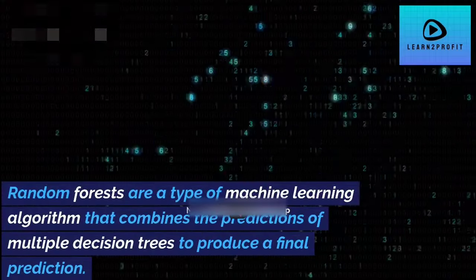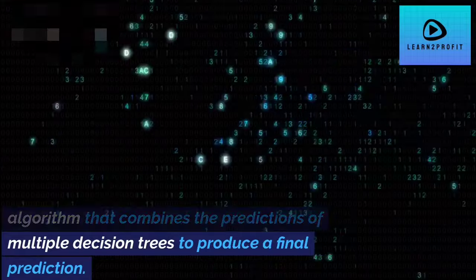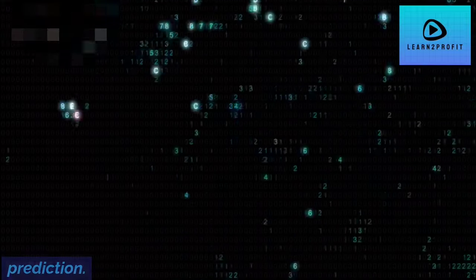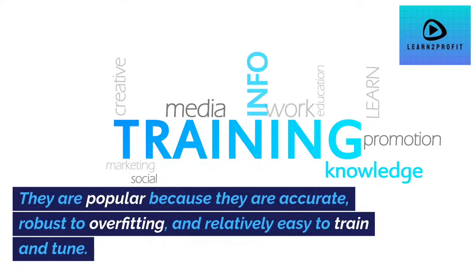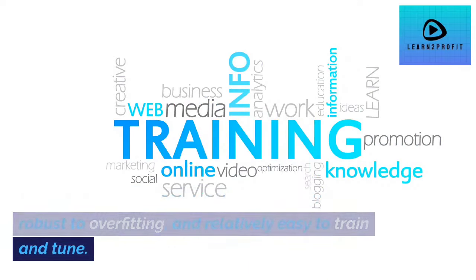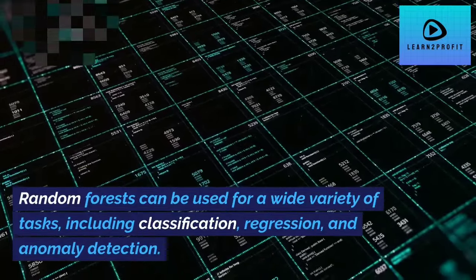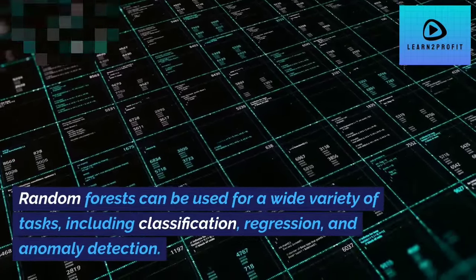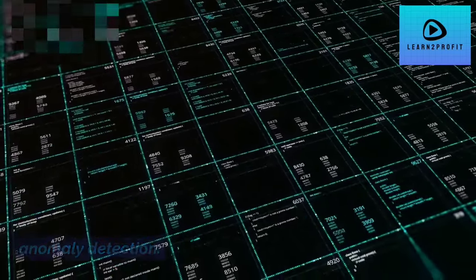Random forests are a type of machine learning algorithm that combines the predictions of multiple decision trees to produce a final prediction. They are popular because they are accurate, robust to overfitting, and relatively easy to train and tune. Random forests can be used for a wide variety of tasks, including classification, regression, and anomaly detection.